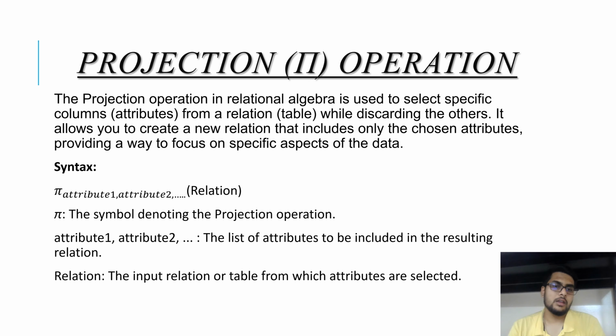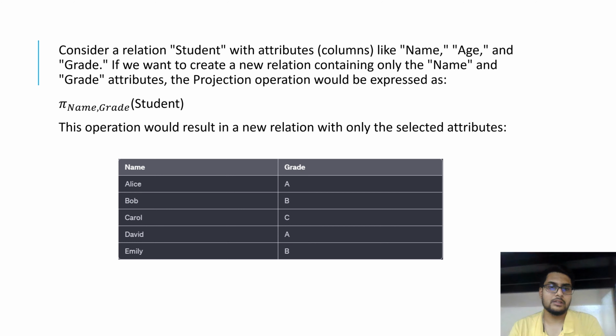Syntax. Pi attribute 1, attribute 2, and so on of relation. Pi, the symbol denoting the projection operation. Attribute 1, attribute 2, and so on: the list of attributes to be included in the resulting relation. Relation: the input relation or table from which attributes are selected.